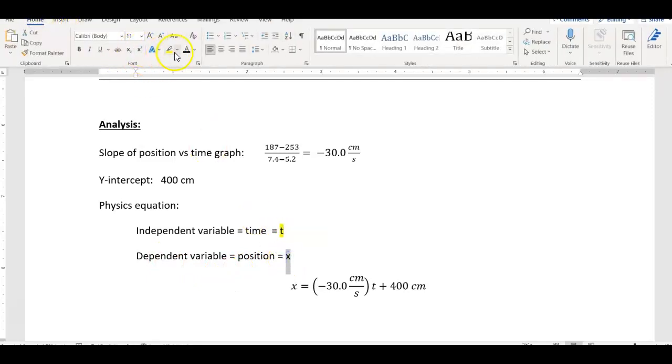X and T are the descriptive names of those variables, and then here is the physics equation. I'm following all the rules of the physics equation. I've put parentheses around the slope. I have the slope with units identified and also units on the y-intercept.